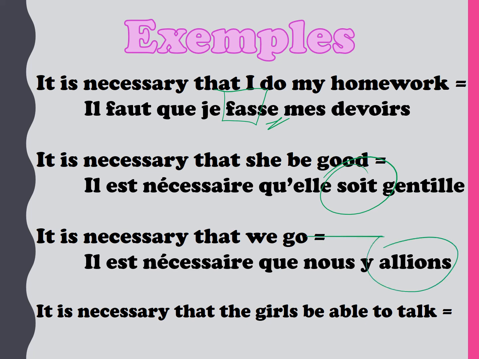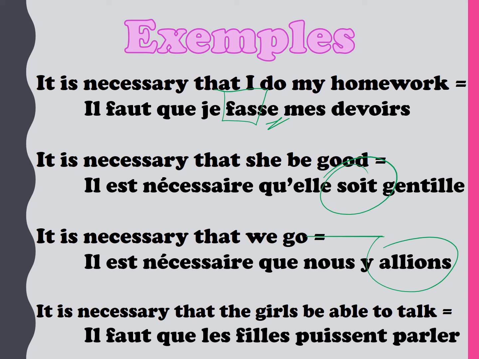Again, irregular. It is necessary that the girls be able to talk. Il faut que les filles puissent parler. And this is another one where the beginning is irregular, and then we're going to add our endings. The irregulars are the only ones where the présent du subjonctif and the présent de l'indicatif are not the same. I know if this is not familiar to you, if you haven't seen it before, it's feeling a little bit overwhelming right now. That is all right. The more you practice, the easier it will get.